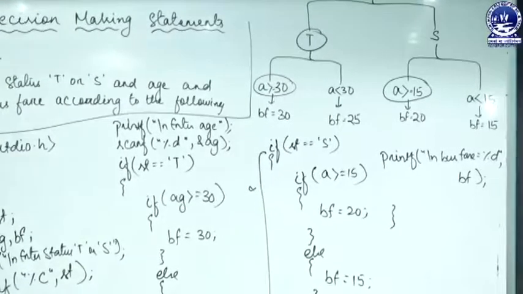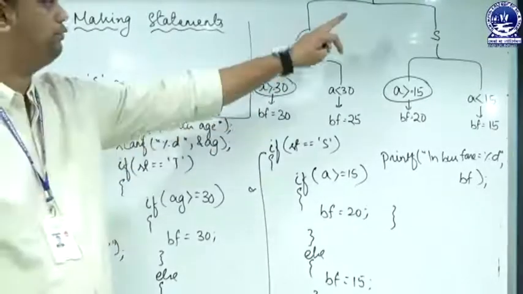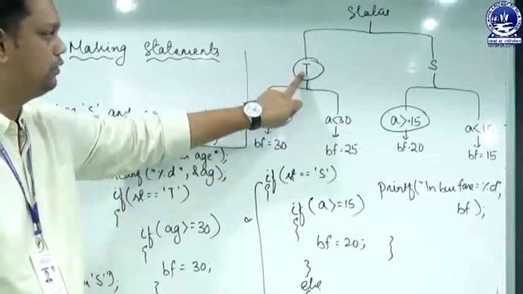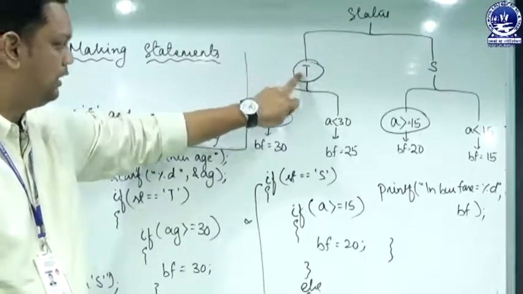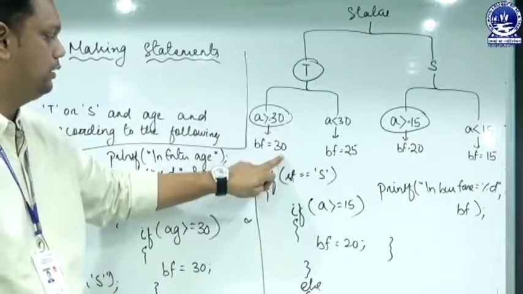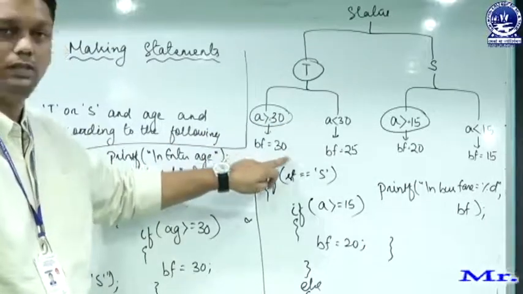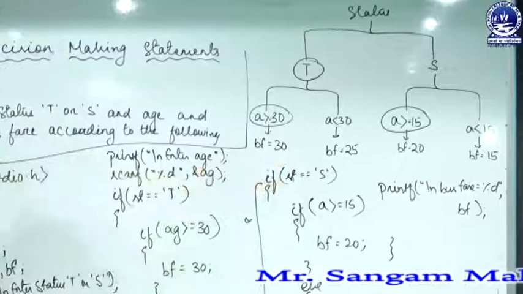So bus fare is 30 rupees, and we can see that if the status of the person is T and the age is greater than 30, then the bus fare is 30 rupees, and we have got the answer as 30 rupees.